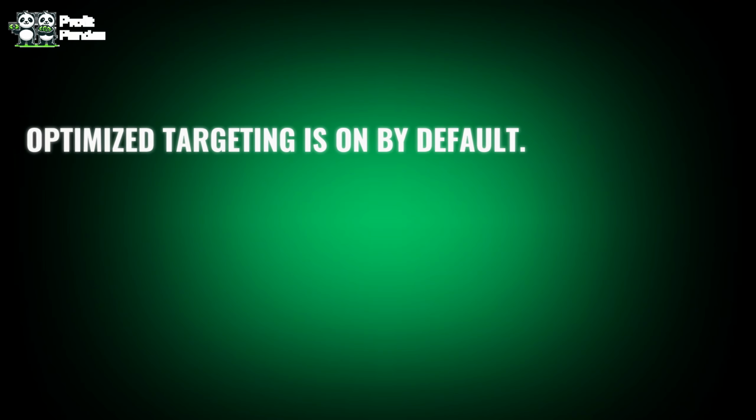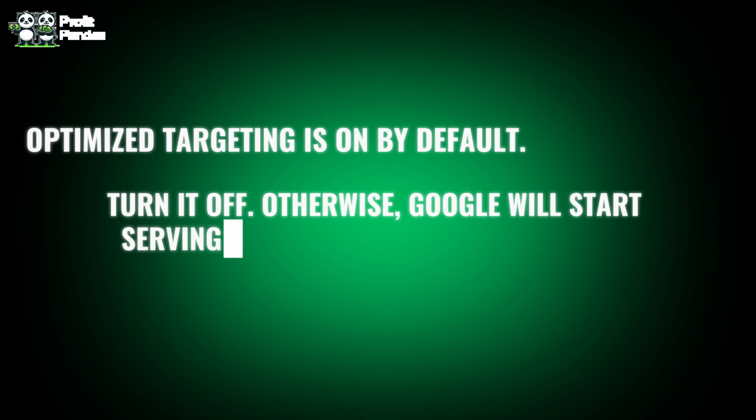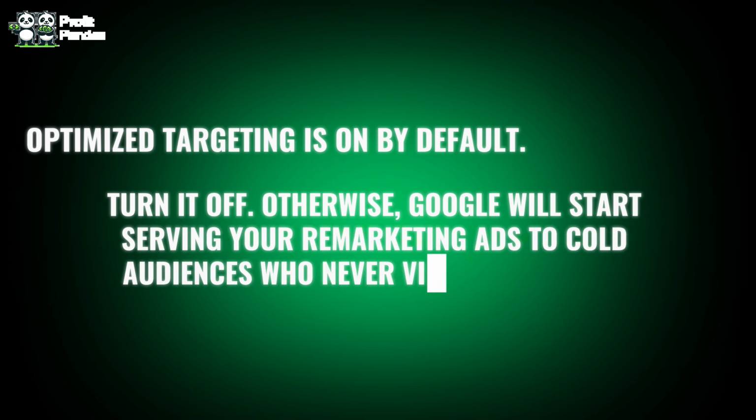ad tomorrow. And here's the sneaky trap that Google plays. Optimized targeting is on by default. Turn it off. Otherwise, Google will start serving your remarketing ads to cold audiences who never visited your site. That's why so many advertisers think remarketing doesn't work. Their budget's really just going to the wrong people.